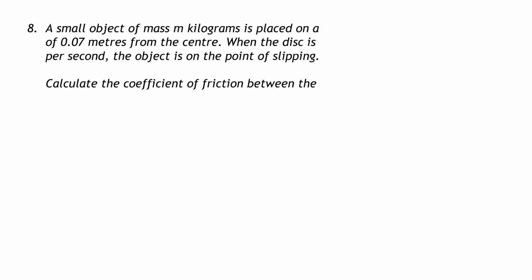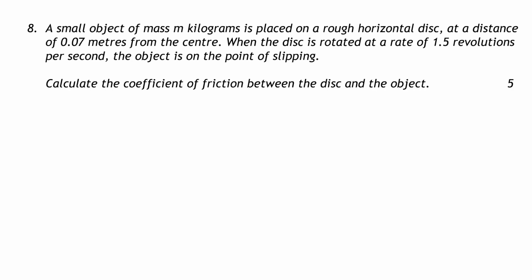A small object of mass m kilograms is placed on a rough horizontal disk at the distance of 0.07 meters from the center. When the disk is rotated at a rate of 1.5 revolutions per second, the object is on the point of slipping. Calculate the coefficient of friction between the disk and the object.